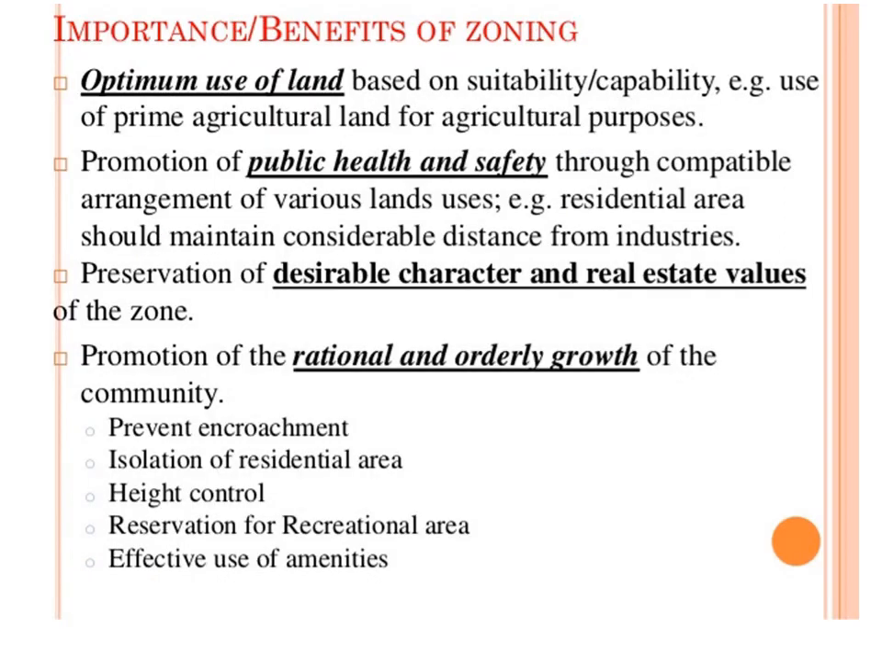Then we will see the importance and benefit of zoning. Optimum use of land based on suitability, capability. Example, use of prime agricultural land for agriculture purpose. Secondly, promotion of public health and safety through compatible arrangement of various land uses. For example, residential area should maintain considerable distance from industry. Then preservation of desirable character and real estate values of the zone. Also, promotion of the rational and orderly growth of community to prevent encroachment, isolation of residential area, height control, reservation for recreational area, and effective use of amenities.